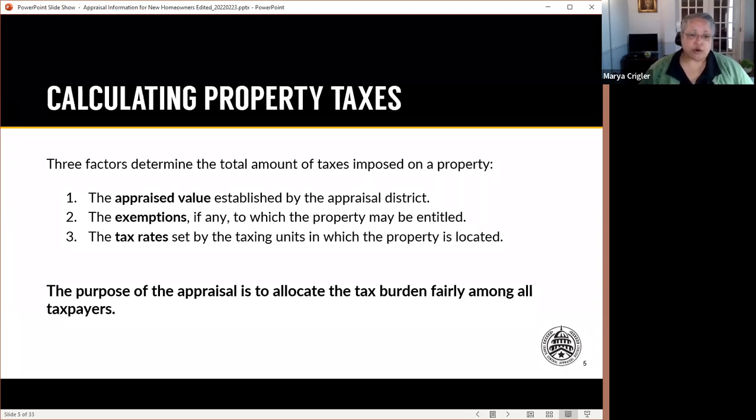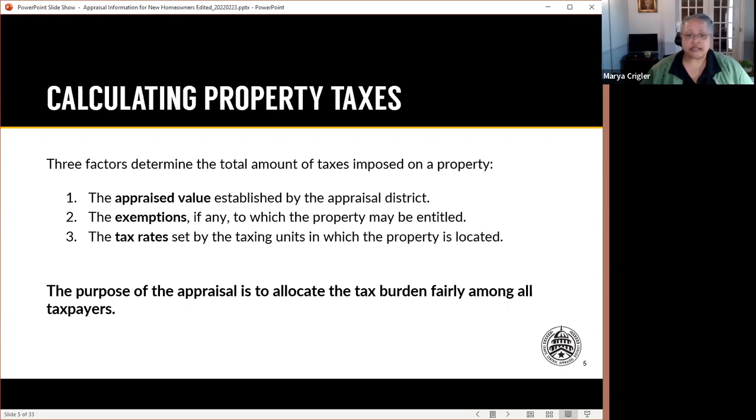Most property owners, everybody, will be located in a county. You'll also be located in a school district. You may also be located in a city or a MUD or a healthcare district, community college. So there are a multitude of taxing entities that levy a tax against your property. Each of them is going to be listed separately, and each one sets its own tax rate based on the budget that they develop.